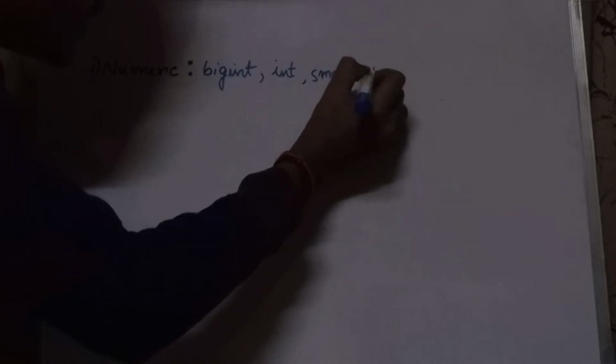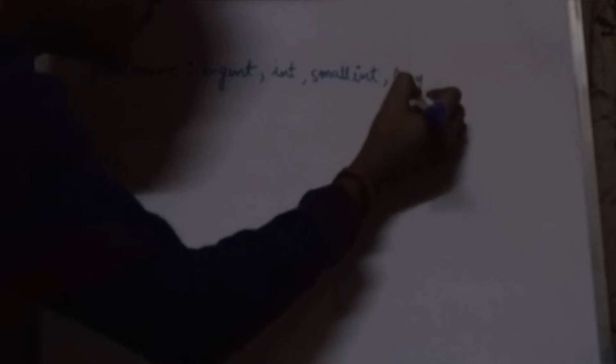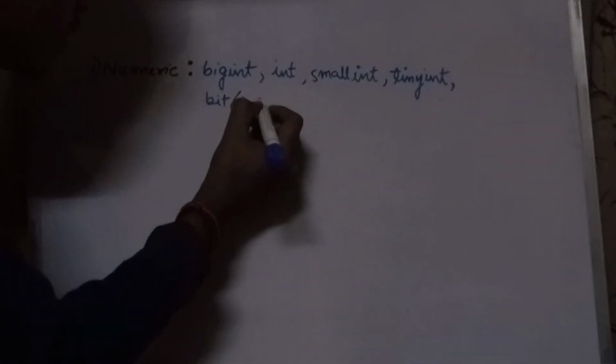After that comes smallint. Smallint stores integer values ranging between -32,768 to +32,767. And after that comes tinyint, which stores integer values ranging between 0 to 255. After that comes bit. Bit, as you all know, stores only 0 or 1.